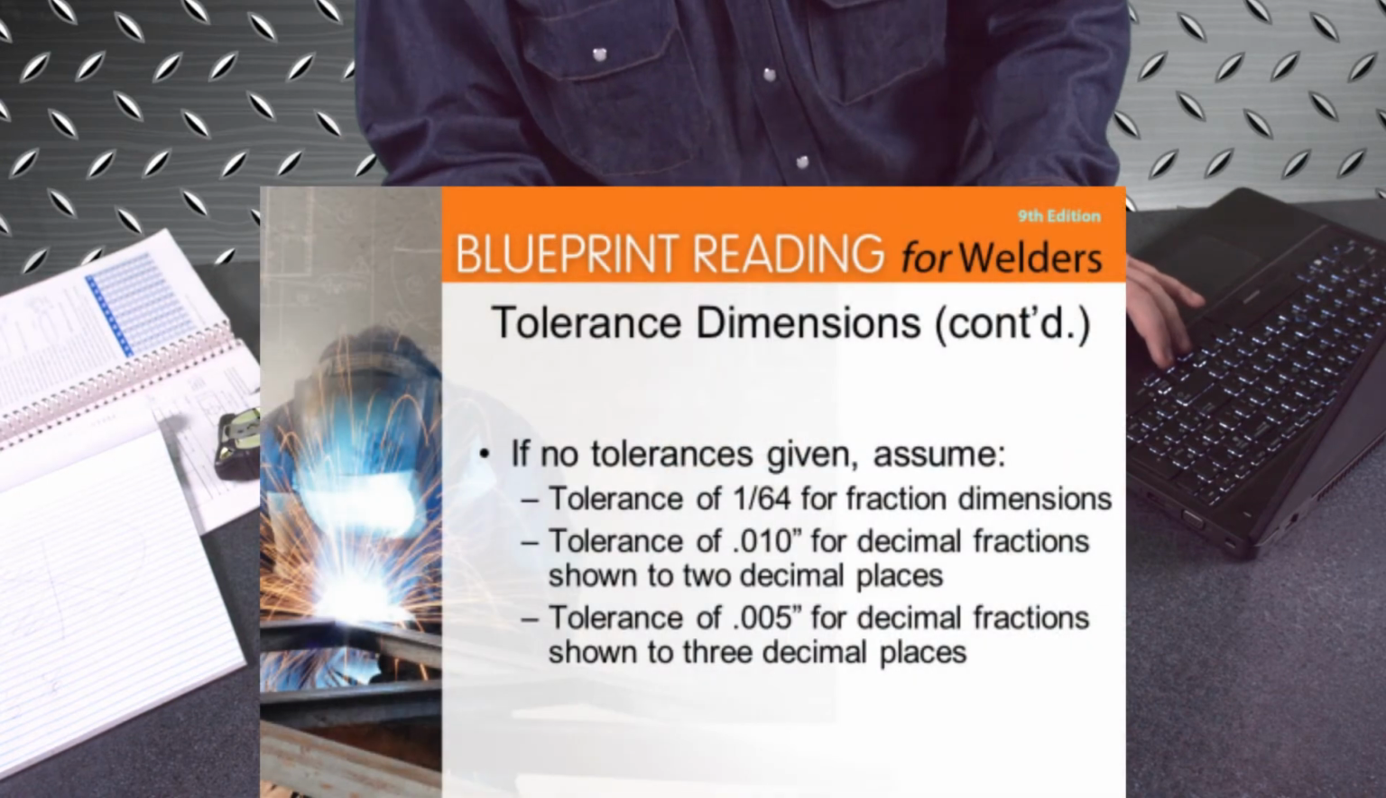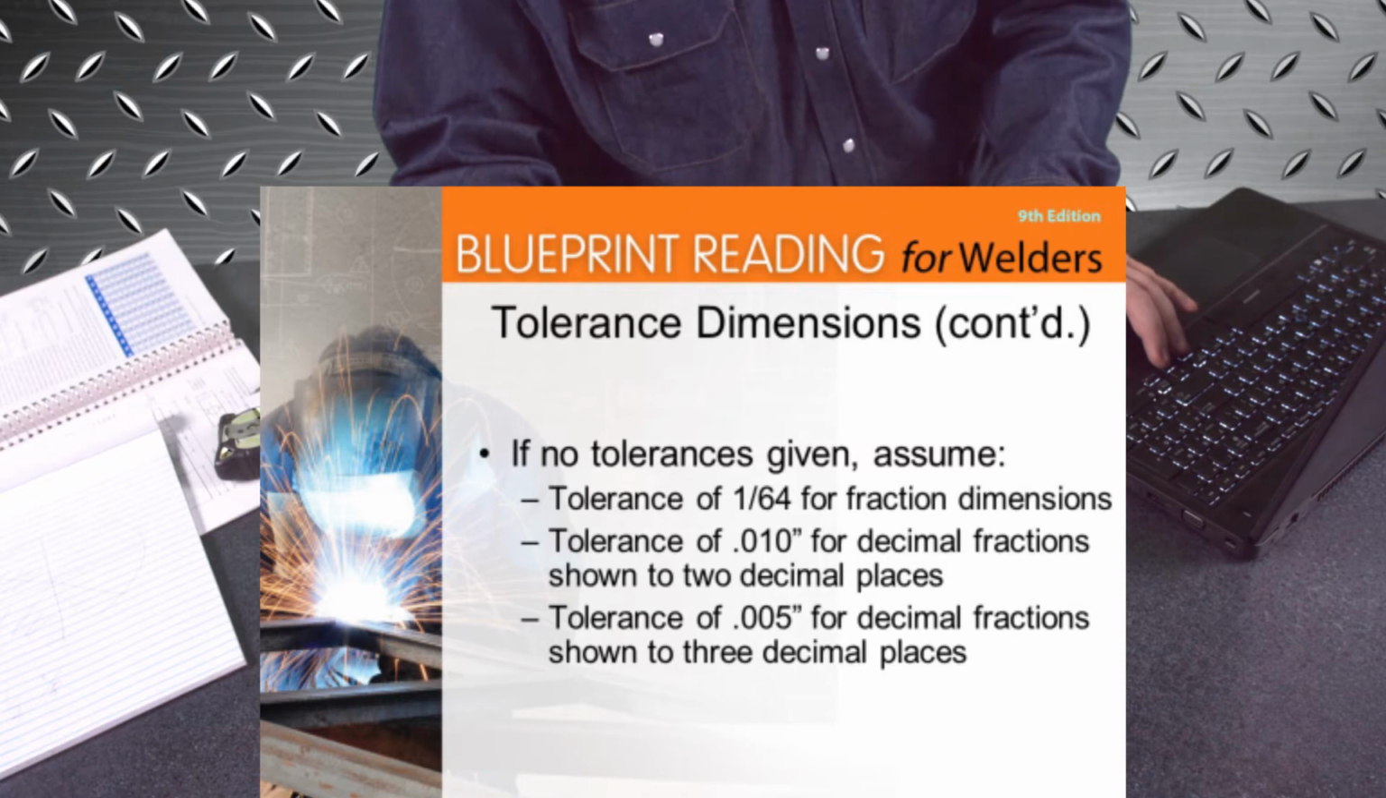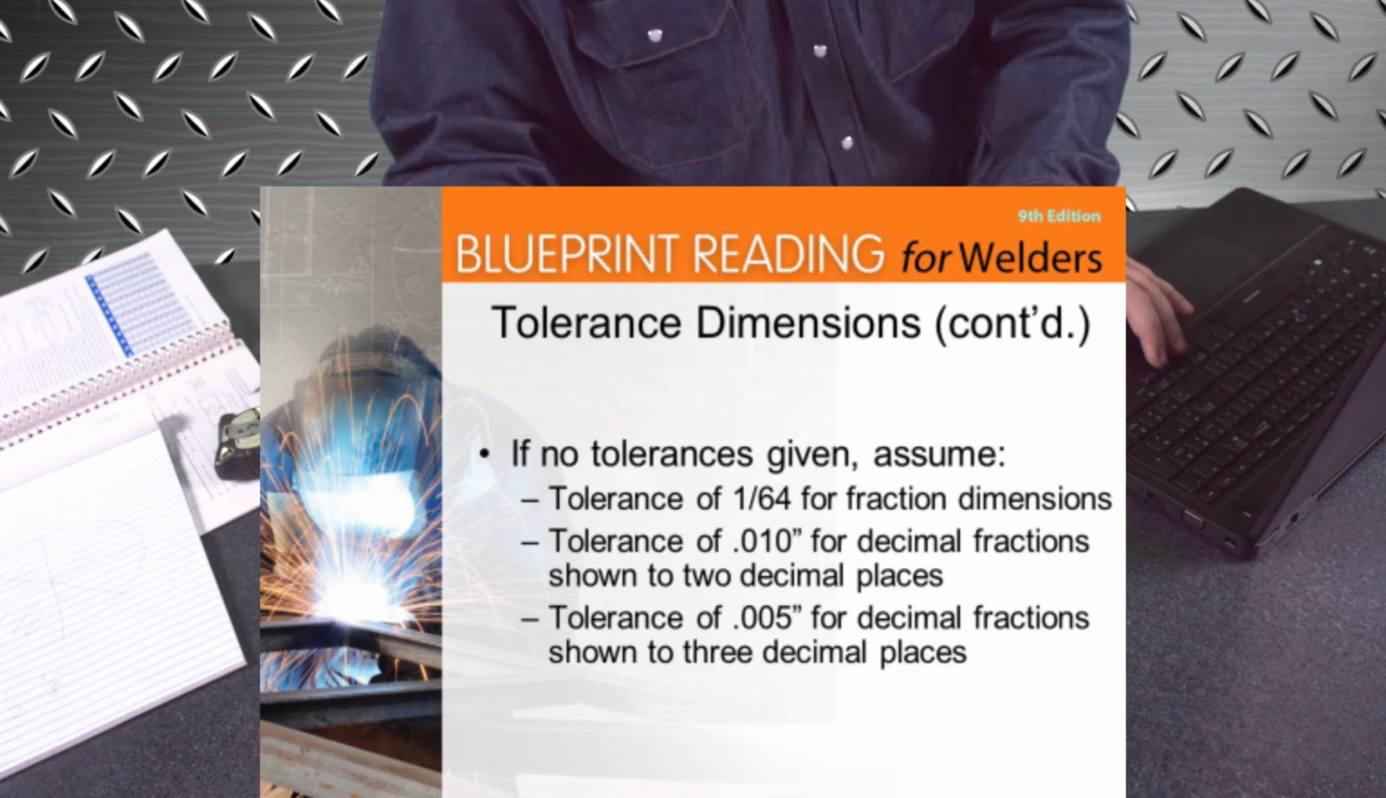If no tolerances are given, you can assume a tolerance of 1/64 for fractional dimensions. So if it's telling you to build a table that's 49.5 inches long, it wants you to get that with plus or minus 1/64 of an inch.